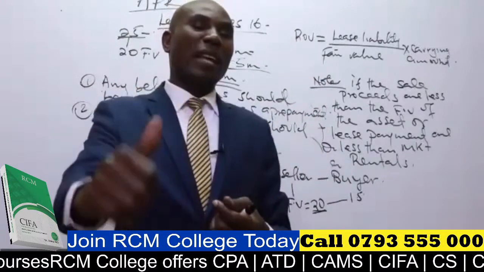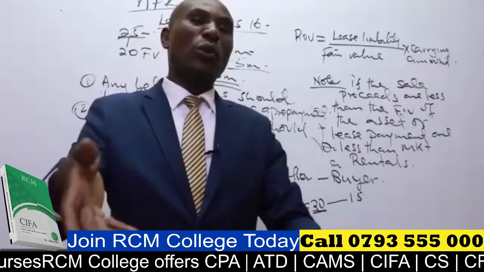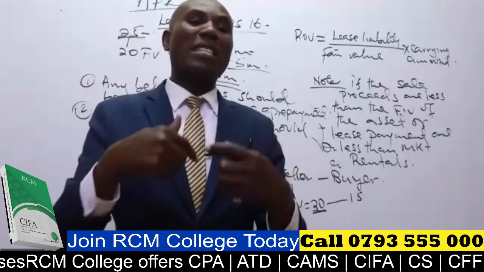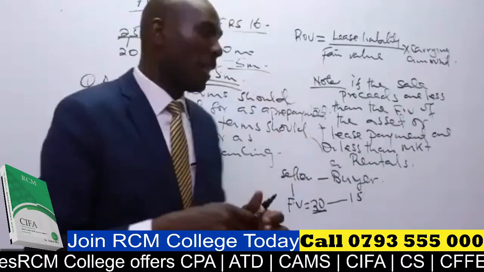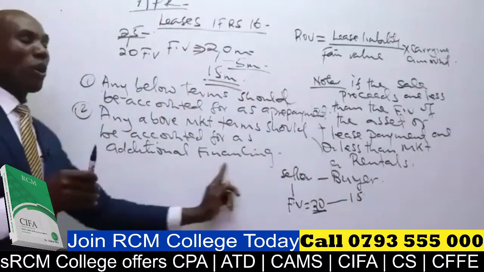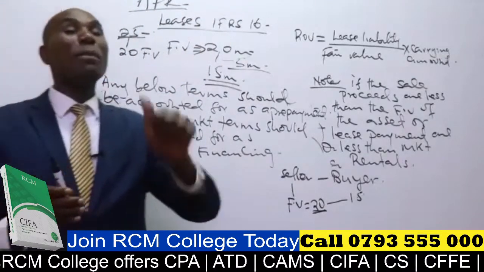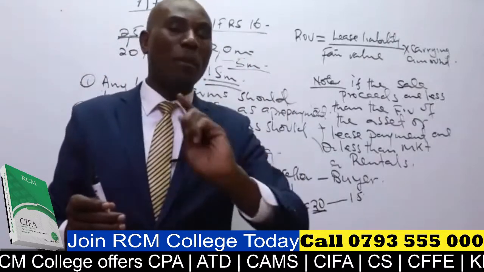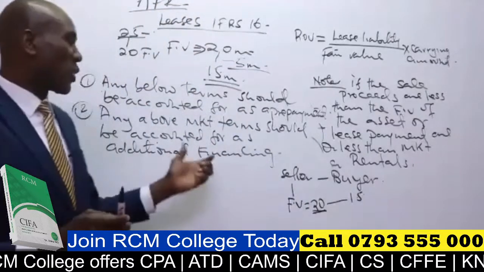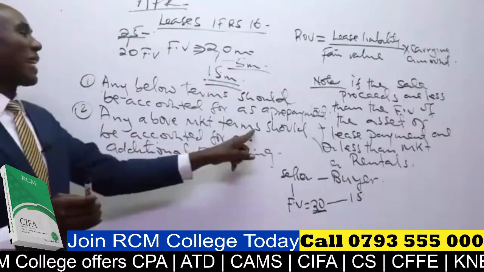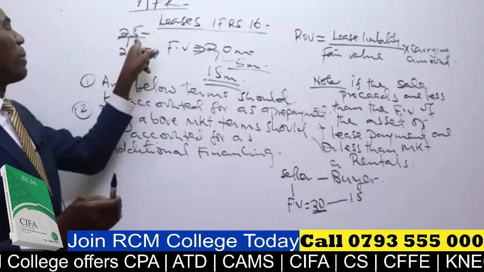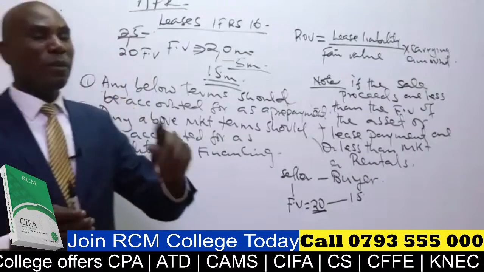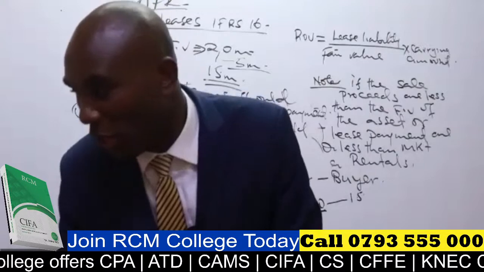It means that you lent Mwalimu more money. You gave Mwalimu more money. Therefore, Mwalimu has more liability. That is why we are saying it's an additional financing in the lease. Mwalimu will pay more because you gave Mwalimu more money. Mwalimu will pay more because he received more money. That's why we are saying any above market terms. Above market terms means you paid more. You received more as a seller. You received more money. Therefore, there is what we call an additional financing.